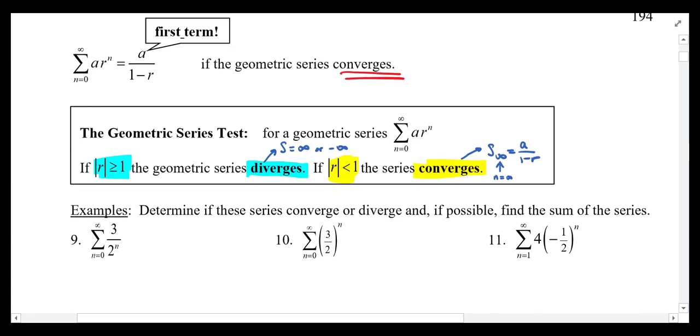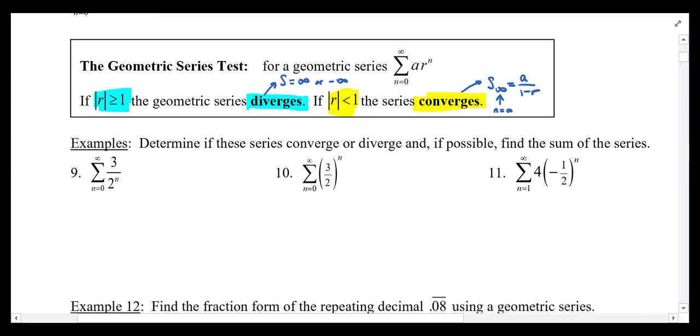All right, so looking at this next set of examples, I'm going to ask you if the series converges or diverges, and if it is possible, meaning if it converges, find the sum. Now, it might be hard to figure out R right away by looking at these, but if you can, just do it. If you can't, my suggestion is to write out the first 2 or 3 terms, and hopefully by writing out the terms, you can pick out what the common ratio is.